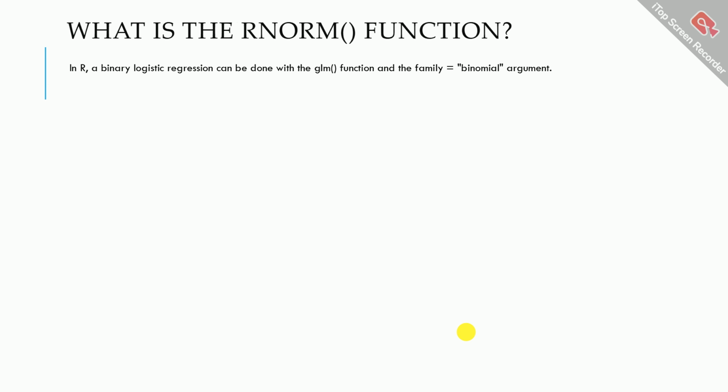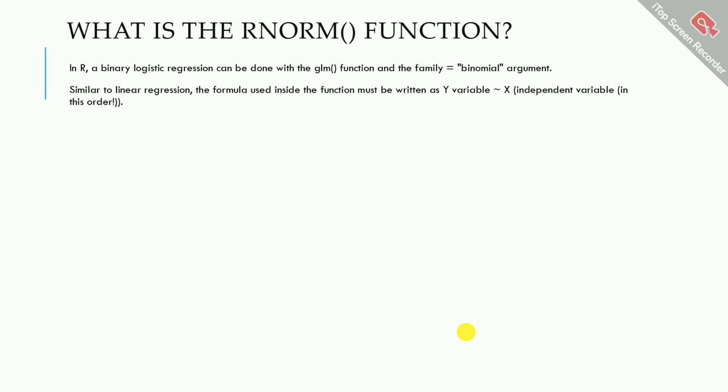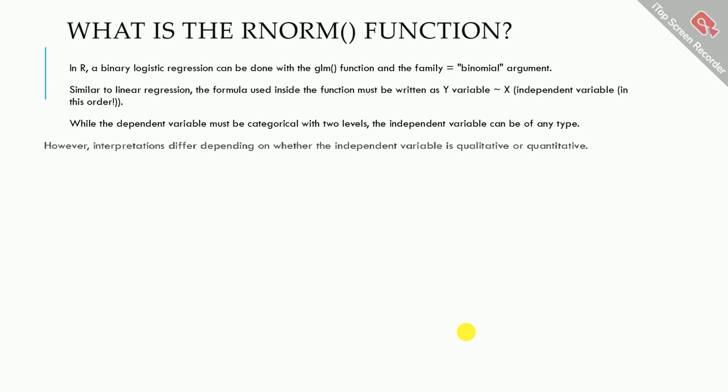To do that, let me remind you, in R the binary logistic regression can be estimated with the glm function, and the family equal to binomial argument. So we will use glm as well as the binomial argument. Just like linear regression, the formula used inside the function must be written as the dependent variable, then a tilde, and then a list of independent variables in this order. While the dependent variable must be categorical with two levels, the independent variables can be of any type.